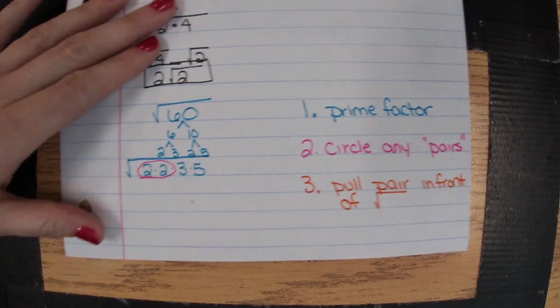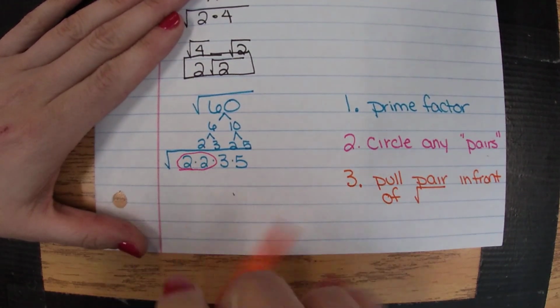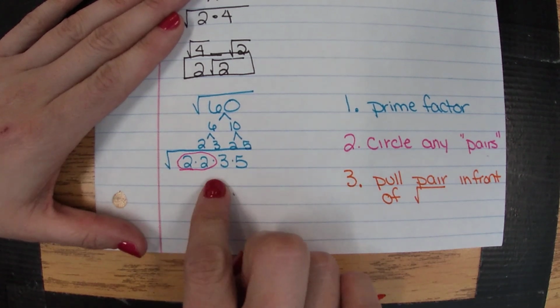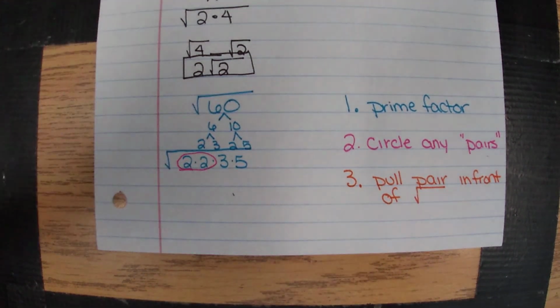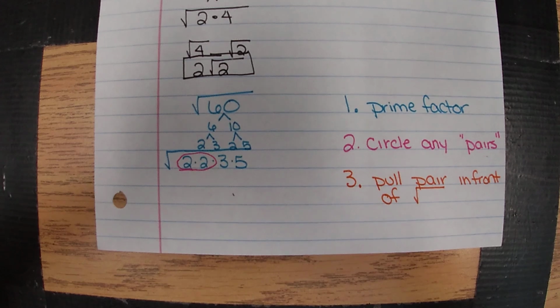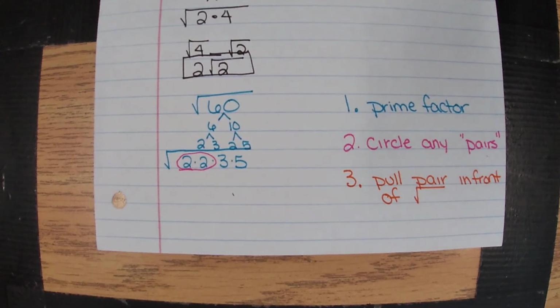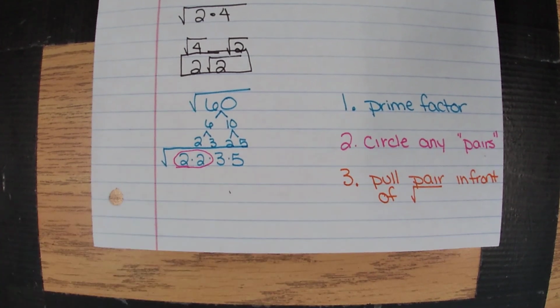Okay, now here's what's really happening. By circling a pair, I'm forcing a perfect square. 2 times 2 is 4, and the square root of 4 is 2, right? That's something I can take the square root of. A perfect square is always a number times itself.